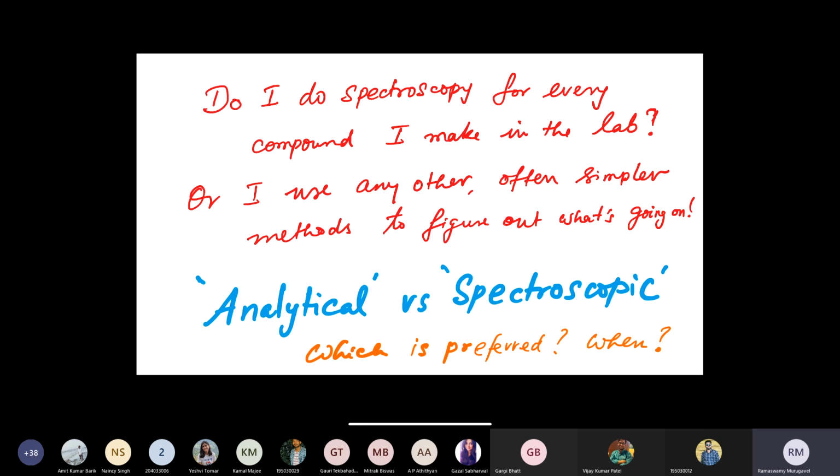And these analytical techniques, by and large, are much cheaper and much more readily available. So for compounds which have been well documented previously, analytical methods are by and large enough. Only when there's an ambiguity, you run a spectroscopic technique. Okay, that's what I wanted to make clear.